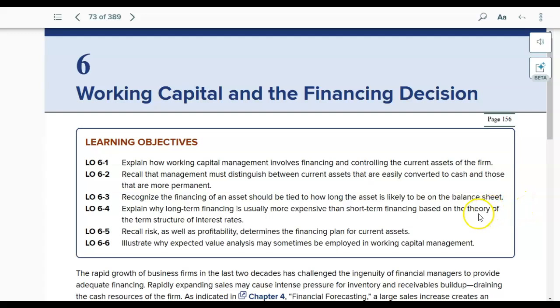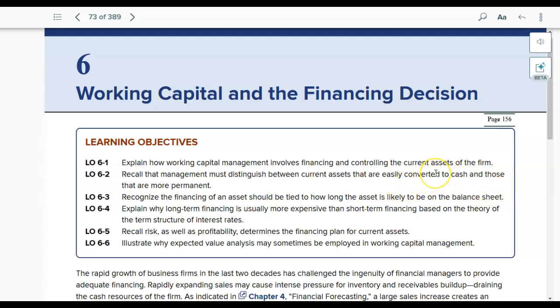Recognize that the financing of an asset should be tied to how long the asset is likely to be on the balance sheet. It's not hard to understand that there are certain things that we know will be on the balance sheet for a long time. For example, if we're in the cruise business, we know we intend to keep the asset we call a ship on our balance sheet for a long time, having a long serviceable life. On the other hand, we might not expect certain other assets to be on the balance sheet for as long a period of time because they serve a short-term purpose.